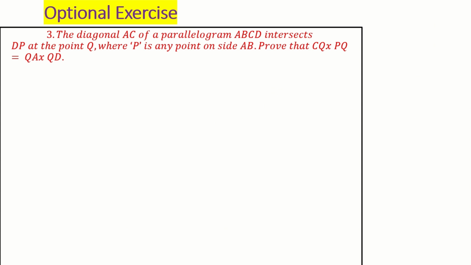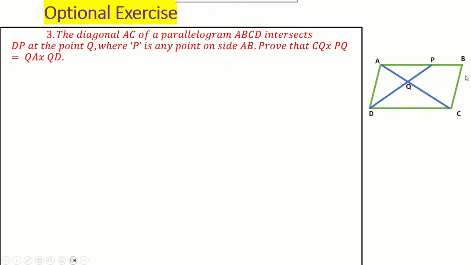The diagonal AC of a parallelogram ABCD intersects DP at a point Q, where P is any point on side AB. Prove that CQ into PQ equals QA into QD. Okay, so this is the diagram. You draw the diagram correctly. Okay, P is any point on AB. Now DP intersects AC at Q. Okay, now you know CQ into PQ equals AQ into DQ, right? That's what you need to prove.